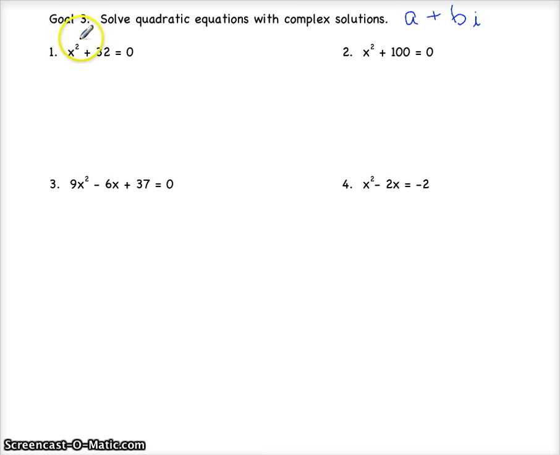Example number 1 is a quadratic equation, x squared plus 32 equals 0. And let's think about how we solve quadratic equations. We can factor, we can use the quadratic formula, and if we only have one variable in the equation, we can isolate that variable. For example number 1, we only have x squared. So it is possible to isolate x squared, and I can do that by subtracting 32 from both sides of the equation.